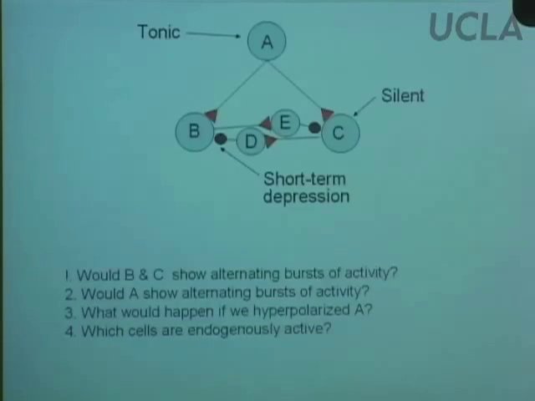This is not swimming, but suppose we had a circuit like this. Suppose you found something like this in swimming. You've got two neurons that are tonically active. They're coupled as shown. This synapse here on each side shows short-term depression. But the reason that B and C are tonically active is not because they're endogenously tonic, but because neuron A, which is tonic, is driving both of them.